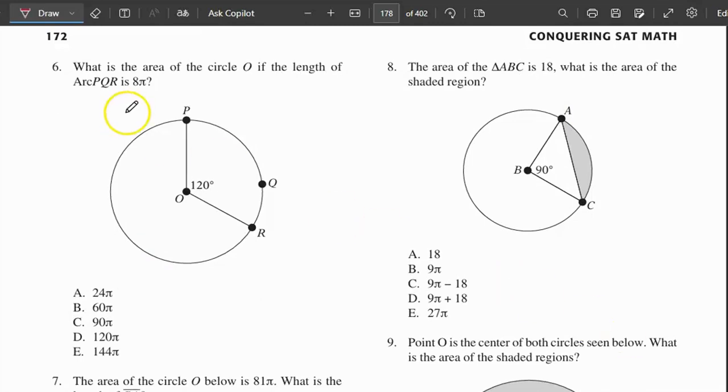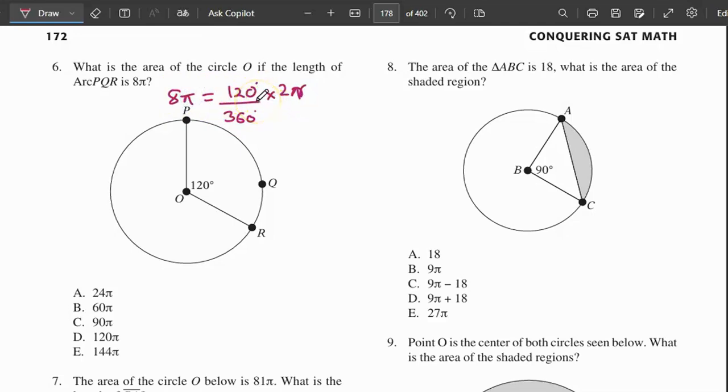Alright, so here we go. What is the area of the circle O if the length of the arc PQR, this is the arc. The length of this arc is 8 pi. So the length of this arc, we just did the formula theta upon 360 into circumference. So theta, that is 120 degree divided by 360 degree multiplied by circumference, that is 2 pi r. This is coming as 8 pi.